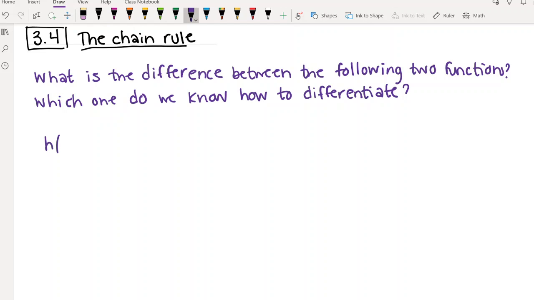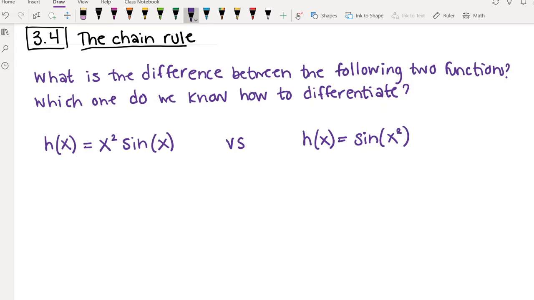So the first function is h of x is equal to x squared times sine of x. And then the second function is h of x is equal to sine of x squared. So think about this for a moment. You can pause the video if you want. Think about how you would describe to someone what is different about these two functions, because I think understanding and being able to describe what's different between them is going to be really fundamental in you succeeding in this section.